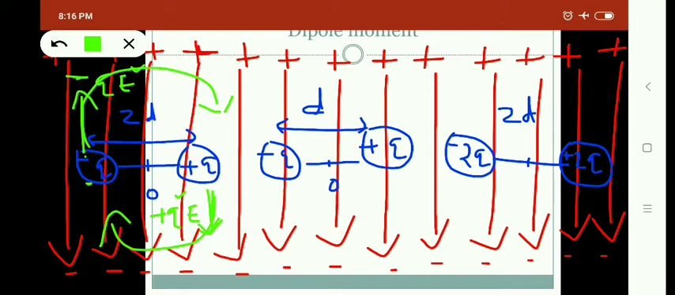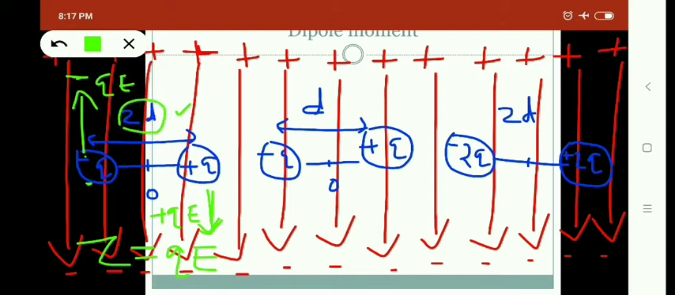And what will be the torque here? Let's find out the torque in the case of this first dipole. Children, you remember the expression for torque? Yes, torque τ equals force into perpendicular distance. What is the force here? Force is QE. QE into, and what is the perpendicular distance between these two forces? The perpendicular distance between the two forces is 2D. So QE into 2D.